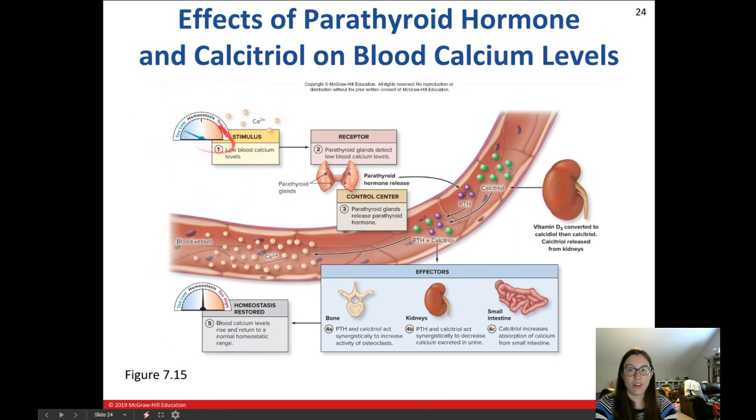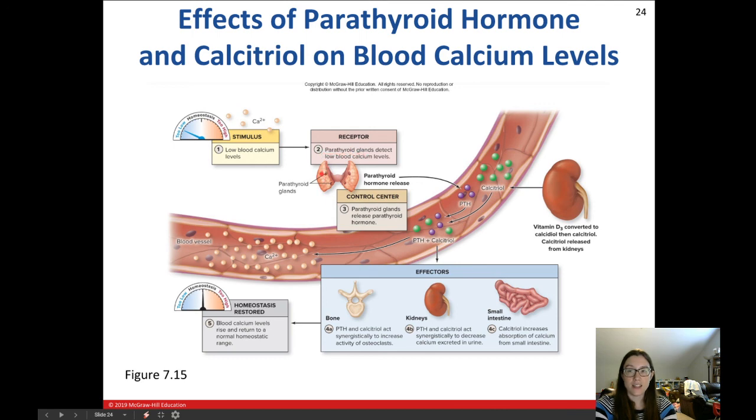So once again, whenever you see this little homeostatic control mechanism image here, that's going to be something we'll talk a lot about because it has to do with maintaining homeostasis, and any disruption in these homeostatic control mechanisms can cause disease. So the stimulus here is low blood calcium. And so when we have low blood calcium, the receptor and control center are the same thing. So sometimes they can be the same thing.